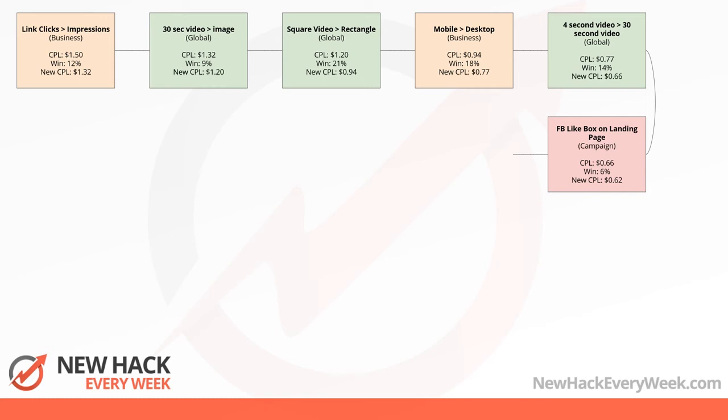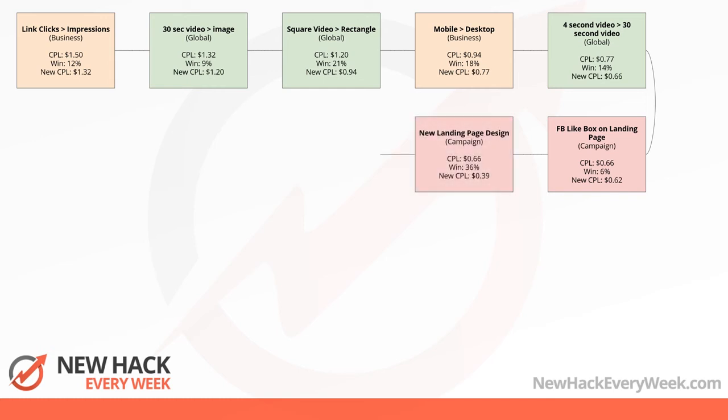But I kept going. I got this tiny little win by putting a Facebook like box on the landing page. That showed social proof because we've got like 150,000 likes. So that was a little win, a 6% gain, but now we're at 62 cents. As you can see, I've got a lot of global and business wins. If I really want to start optimizing, I'm really looking for campaign specific wins.